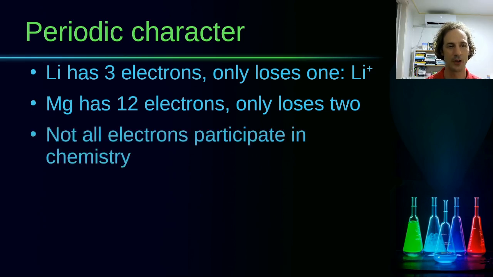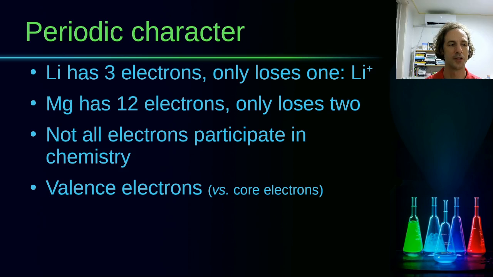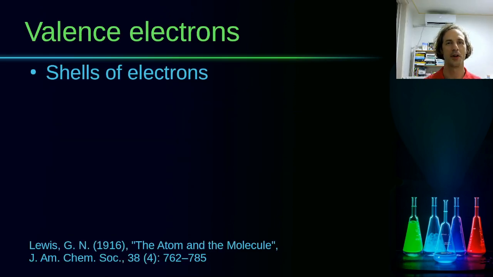so we can establish that not all the electrons will take part in chemistry. So we can divide the electrons into valence electrons, which are participating in chemistry, versus core electrons, which are considered to be bound to the nucleus much stronger, so they do not participate in any chemical change. So electrons are organized in shells, and the outermost shell, which is the less strongly bound to the nucleus, will be the valence shell, which contains the valence electrons.